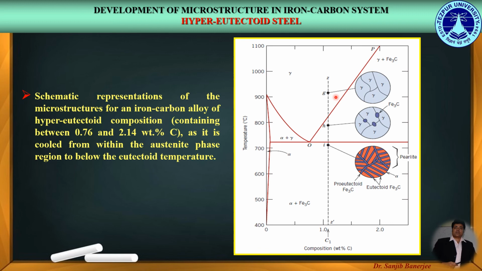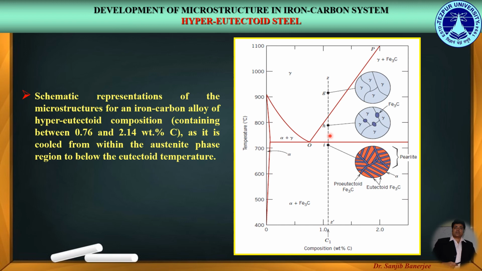While cooling down further, we reach from point G to point H, where we enter into the phase of austenite plus cementite. So, we can see the microstructure over here, that the cementite phase has started to nucleate along the grain boundaries of austenite. Now, within this phase of austenite plus cementite, the amounts of these two phases as well as the individual compositions of these two phases are given by the lever rule.